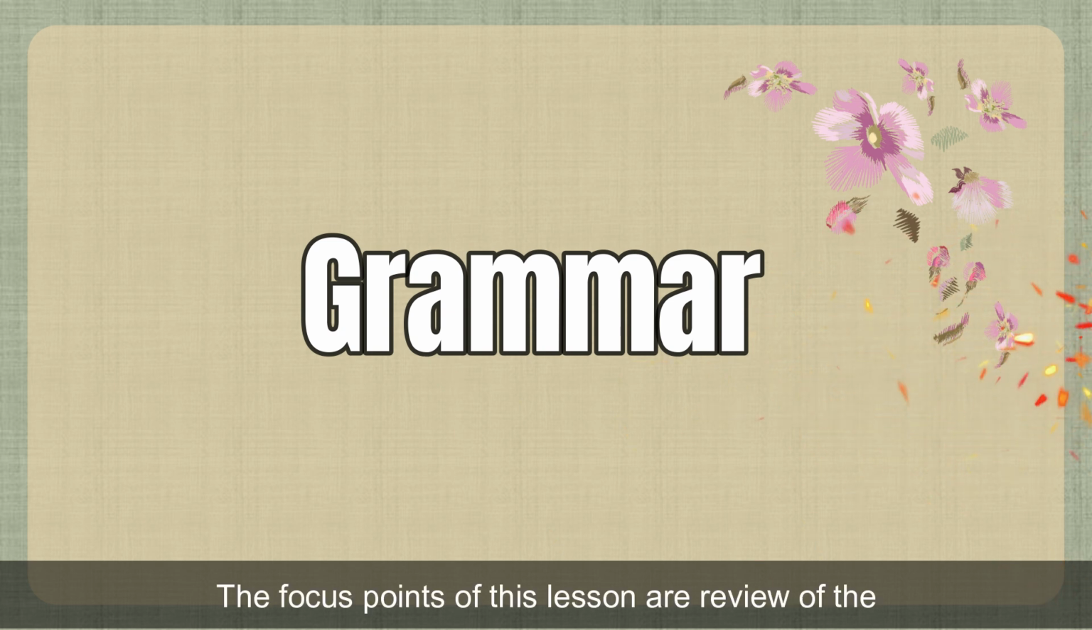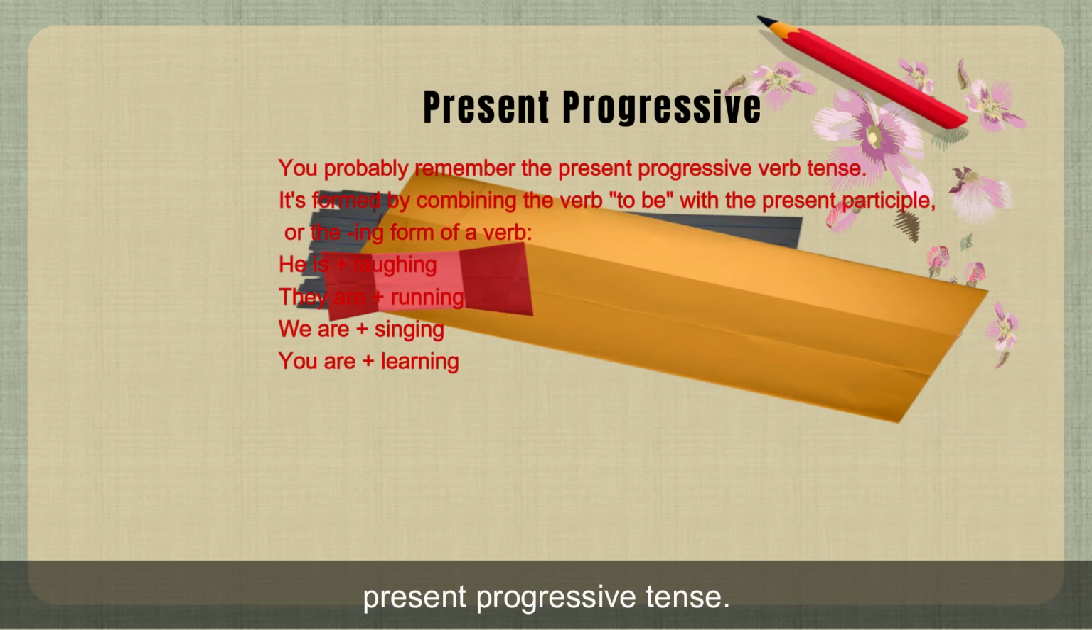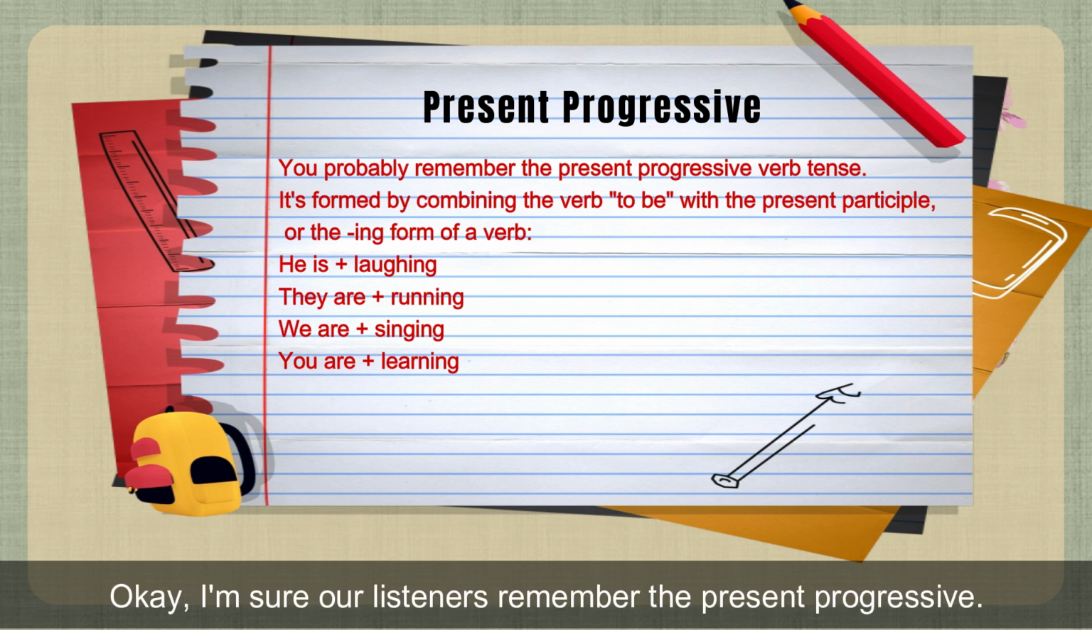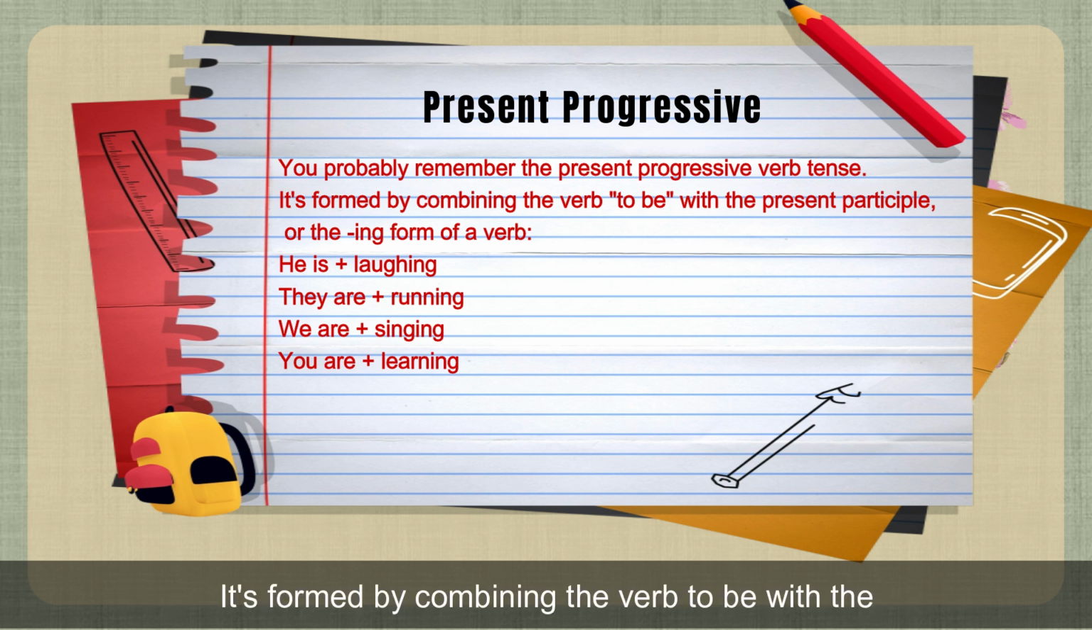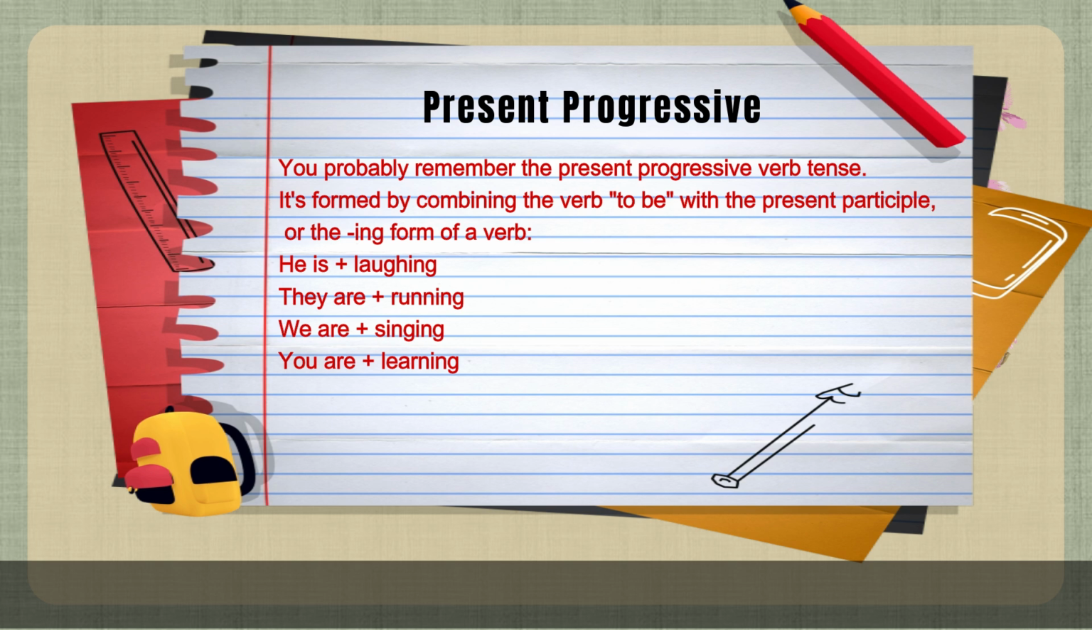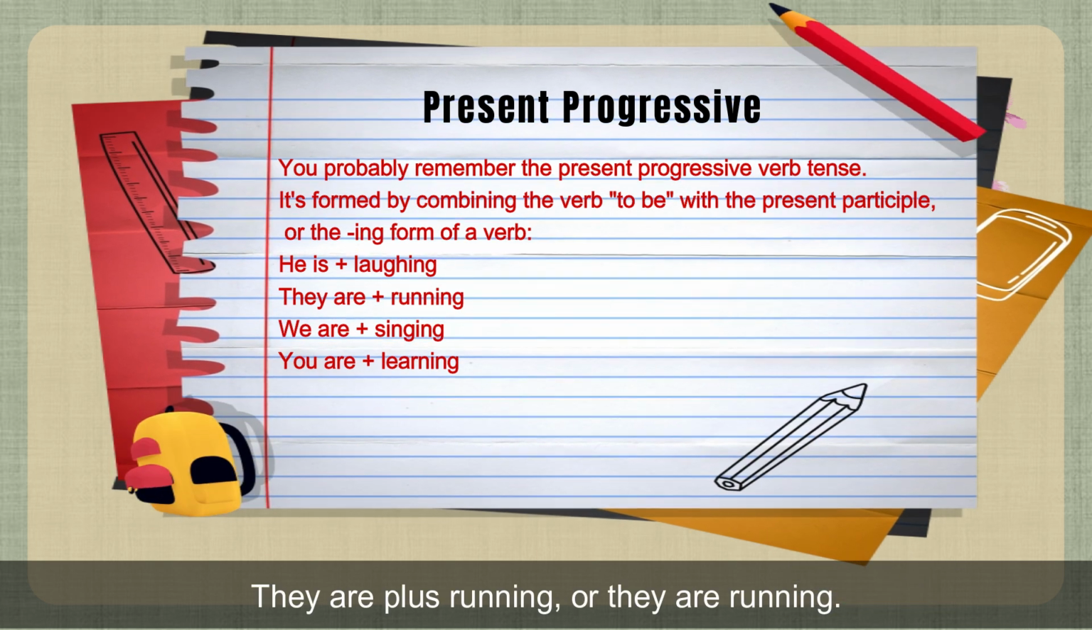The focus points of this lesson are review of the present progressive tense and review of the simple past tense. Let's start with the present progressive tense. Okay, I'm sure our listeners remember the present progressive. It's formed by combining the verb to be with the present participle, or the ing form of a verb. For example, he is plus laughing, or he is laughing. They are plus running, or they are running.